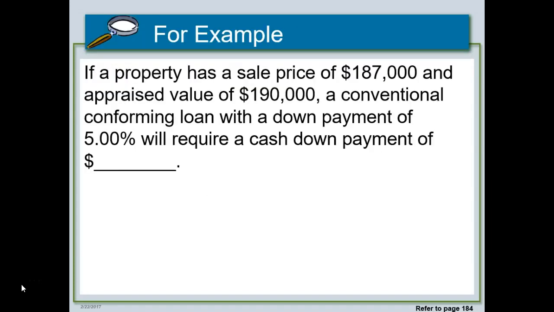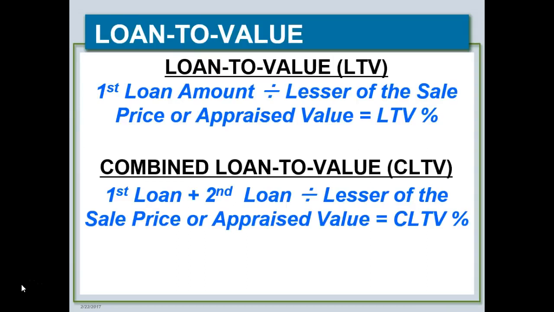So here we go. If a property has a sales price of $187 and an appraised value of $190, and they're getting a conventional conforming loan with a down payment of 5%, how much will the down payment be? Again, a sales price of $187, an appraised value of $190, a conventional conforming loan with a down payment of 5%. How much would the down payment be? Anybody? $9,300.